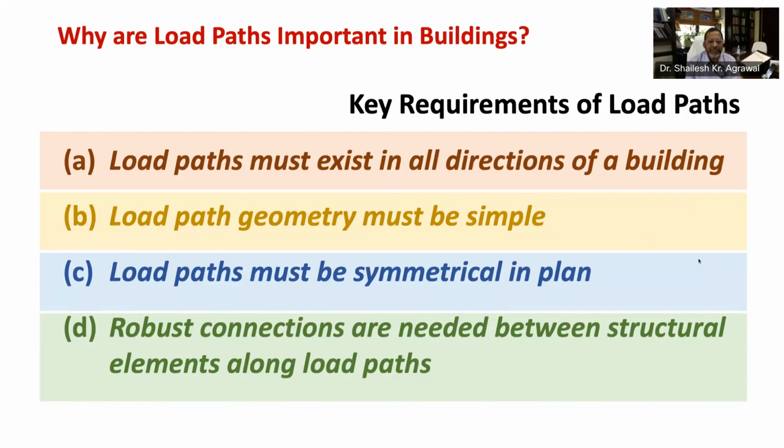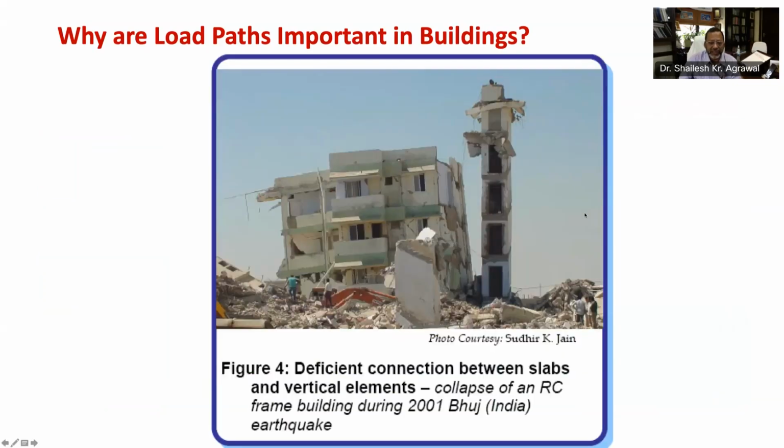Third, load paths must be symmetrical in plan. A building will sway uniformly in two horizontal directions when structural elements constituting load paths are placed symmetrically in plan. Otherwise, it will twist around a vertical axis, which is detrimental to its earthquake performance. Number 4 is robust connections are needed between structural elements along load paths. This is explained through this figure.